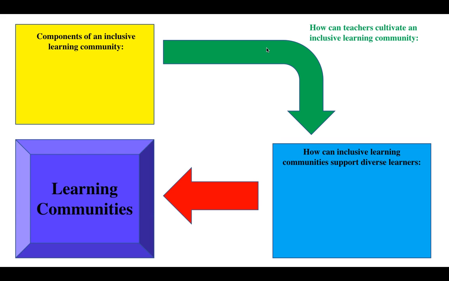As I go through each of these, I'm going to talk about specific answers that I have found through the research. And the first one is components of an inclusive learning community. The first thing that is important is to be flexible within this space in your classroom. It allows teachers and students to be able to work well with one another when they are flexible.